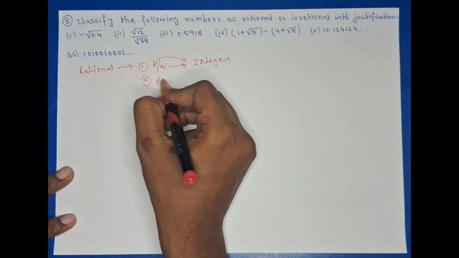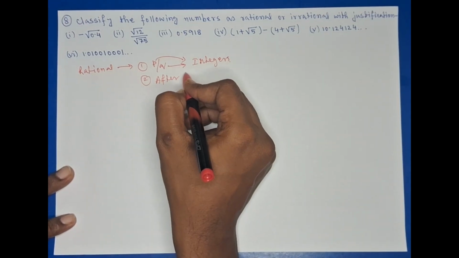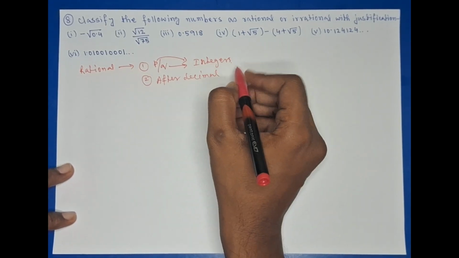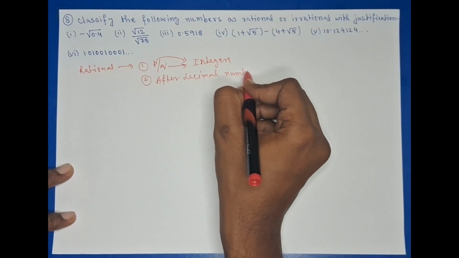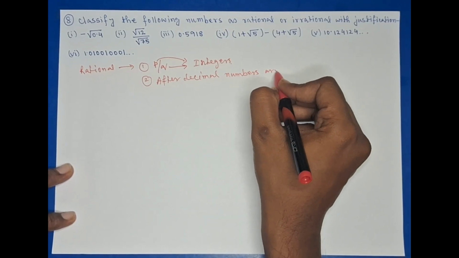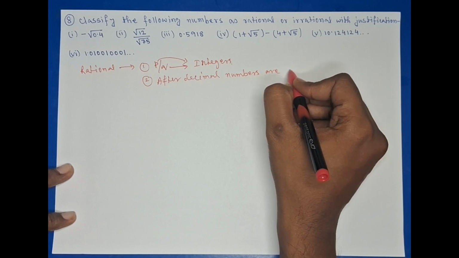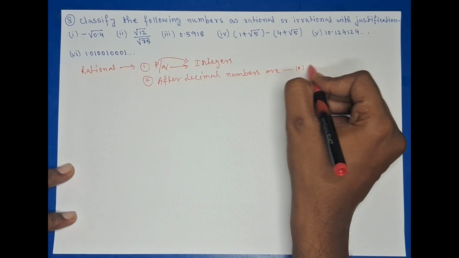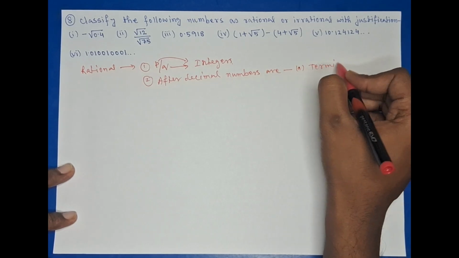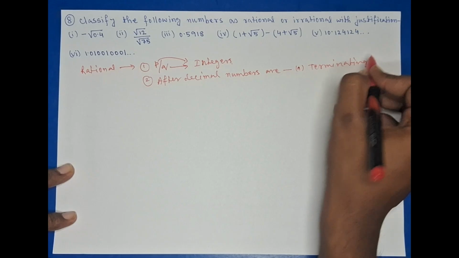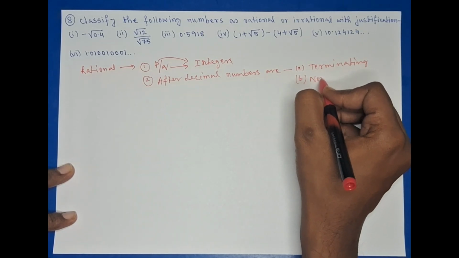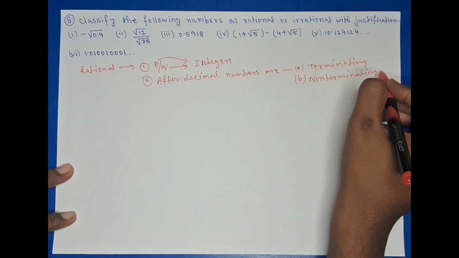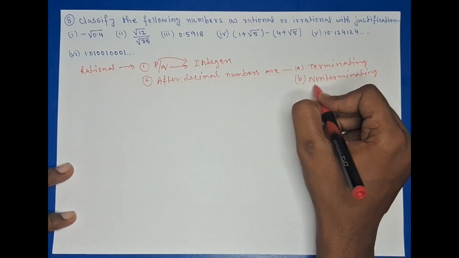After the decimal, the numbers are either terminating, or non-terminating and recurring.